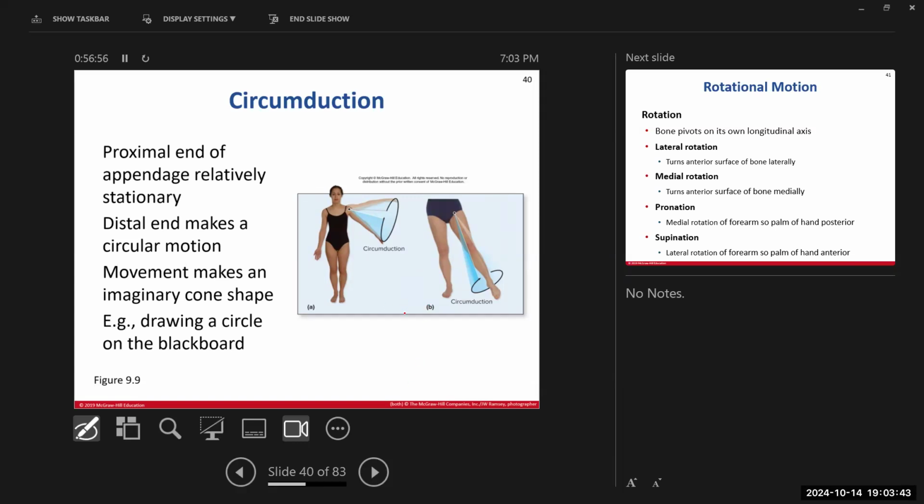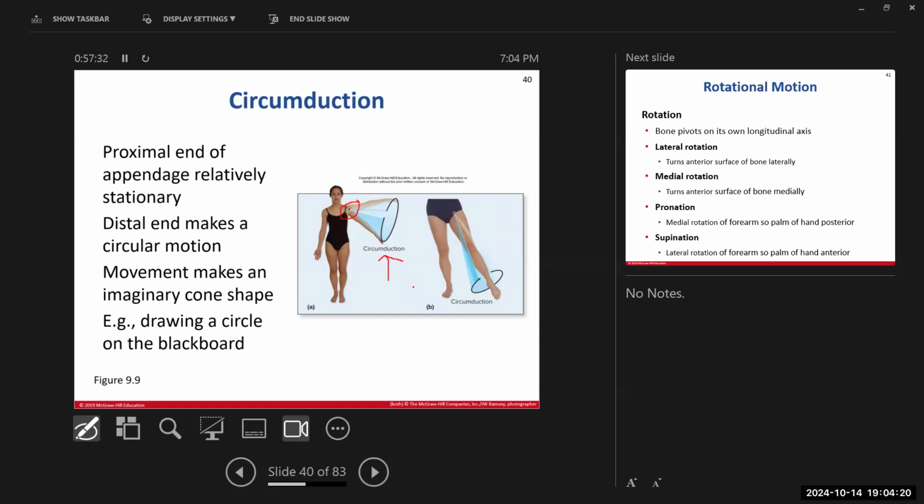The proximal point will be like your anchor point, your point of axis. And then the distal part, you're doing arm circles, which would be your fingers and all that. That'll be the larger part of that big old cone that you can see this person is creating when they're doing circumduction. The proximal end is not going to be a lot of movement, relatively stationary. The distal end is going to have most of the movement, making that cone-like shape. So that's for the angular motion.